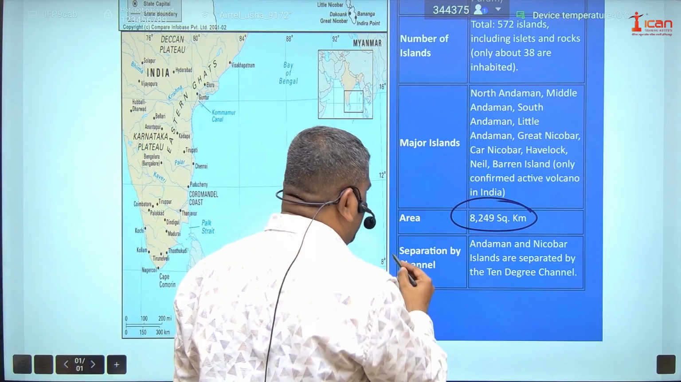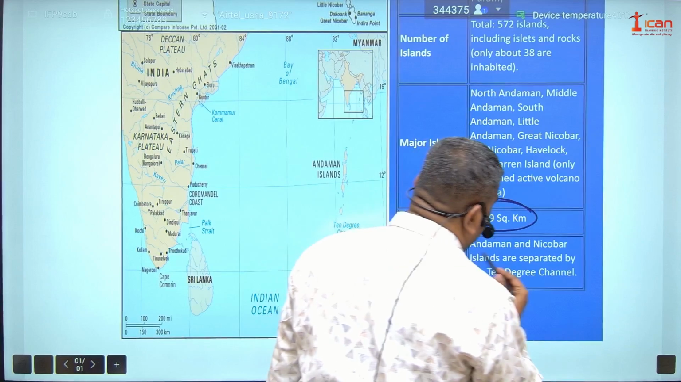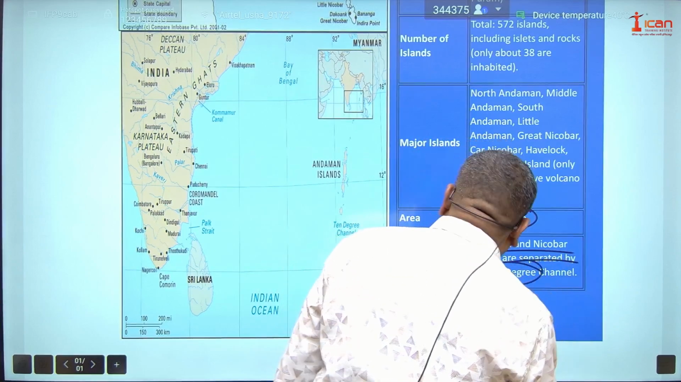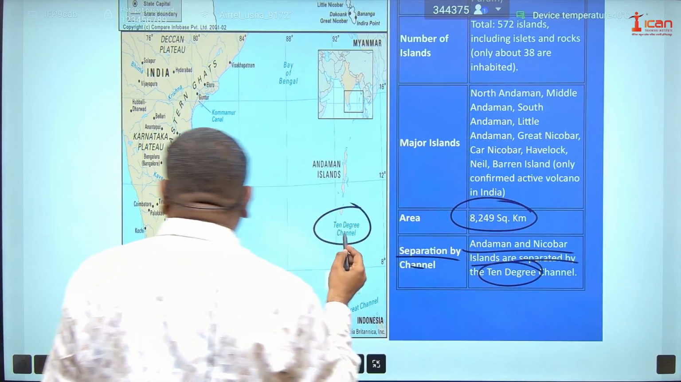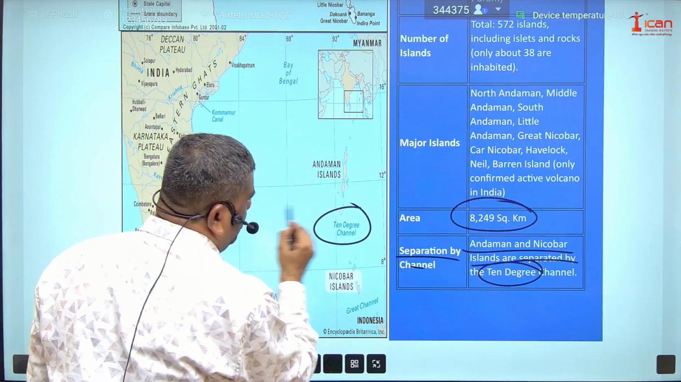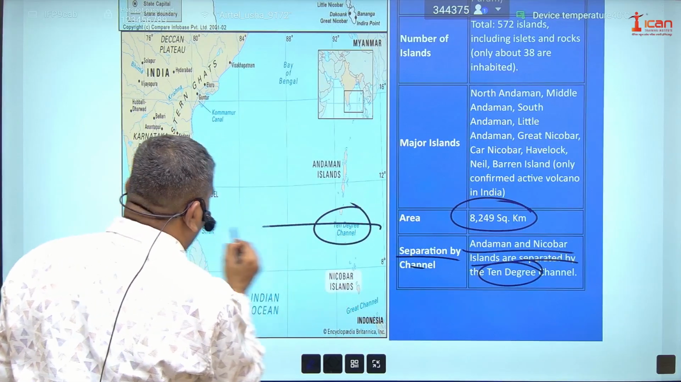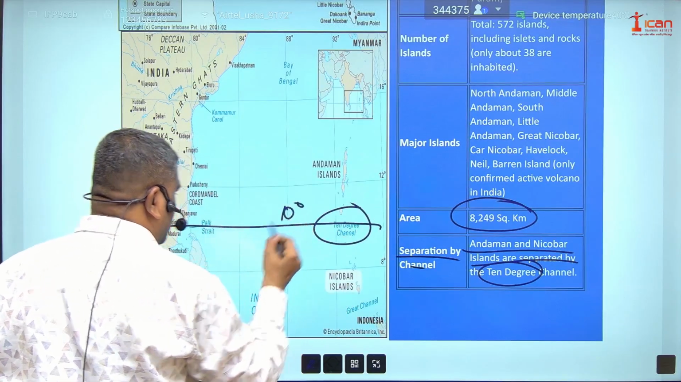And what is the separation? As I said, there is a channel. Andaman and Nicobar Islands are separated by the 10-degree channel. It's called the 10-degree channel because, if you see, this is 8 and 12, and it goes from the 10-degree.